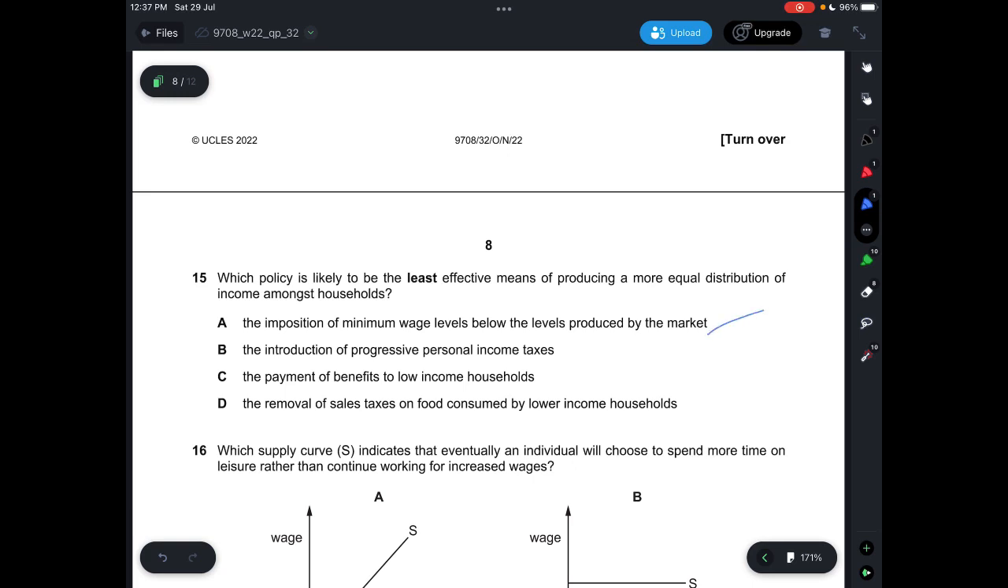B, the introduction of progressive personal income taxes. This is actually a way to provide more equal distribution of income, because the higher your income, the higher your taxation. So B is correct in that context, so it's not the answer here. And C, the payment of benefits to low-income households. Same goes for this one. And D, the removal of sales tax on food consumed by lower income households, which is also the same, you're providing them with more money to purchase foods instead of paying the sales tax. So the answer is A.